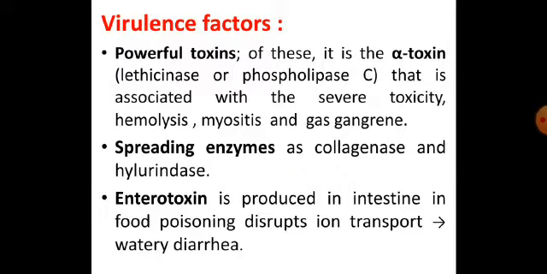Clostridium perfringens produces a number of powerful toxins. The most important of these is alpha-toxin, or lecithinase, or phospholipase, that is associated with severe toxicity, hemolysis, and myonecrosis in a condition called gas gangrene. Also, spreading enzymes such as collagenase and hyaluronidase worsen the case. Another virulence factor responsible for another condition is called enterotoxin, which is responsible for food poisoning by disruption of ion transport, resulting in watery diarrhea.